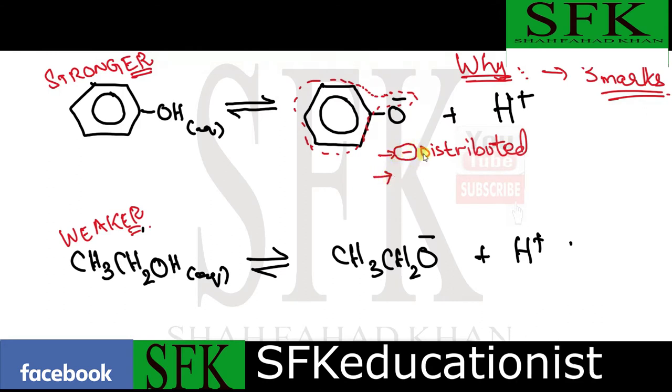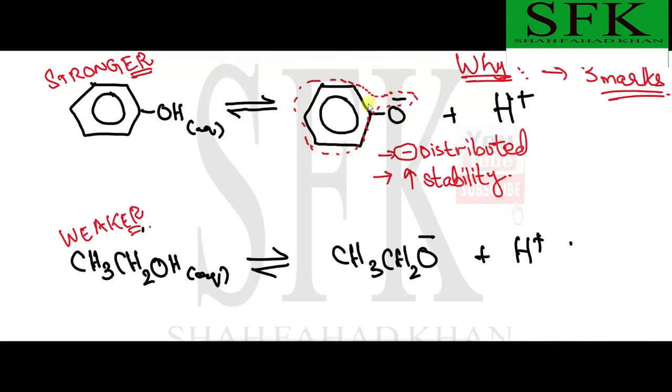Since the charge gets distributed over the benzene ring, this charge distribution increases the stability of this base, the conjugate base of the acid. This is our acid, and the phenoxide ion is the conjugate base of the acid. If we increase the stability of the base, the magnitude of this negative charge actually decreases. So when the magnitude of this negative charge decreases, it will be less likely to get attracted to the positively charged H positive ion and less likely to go back in this equilibrium.